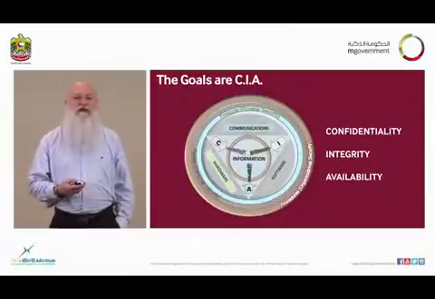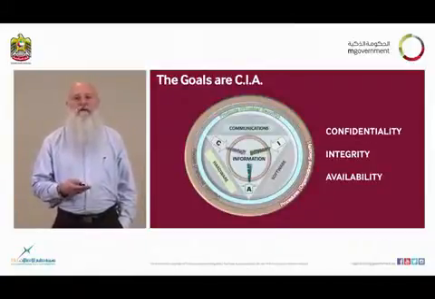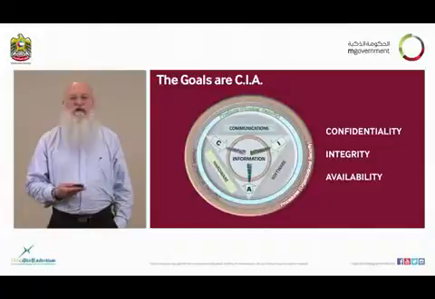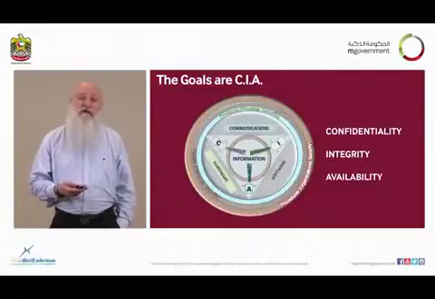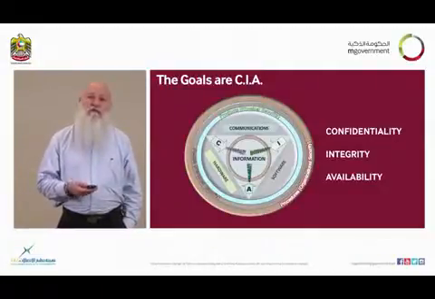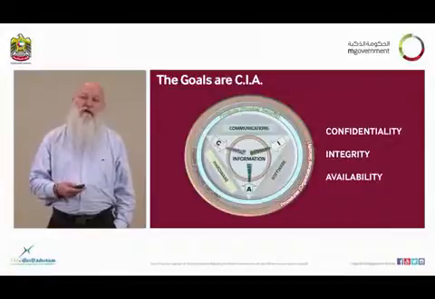Availability means simply that the information or the system is available, it's functional when you expect it to be, and it performs its tasks within its design parameters. And frankly, this is probably the most challenging of our three goals to satisfy.